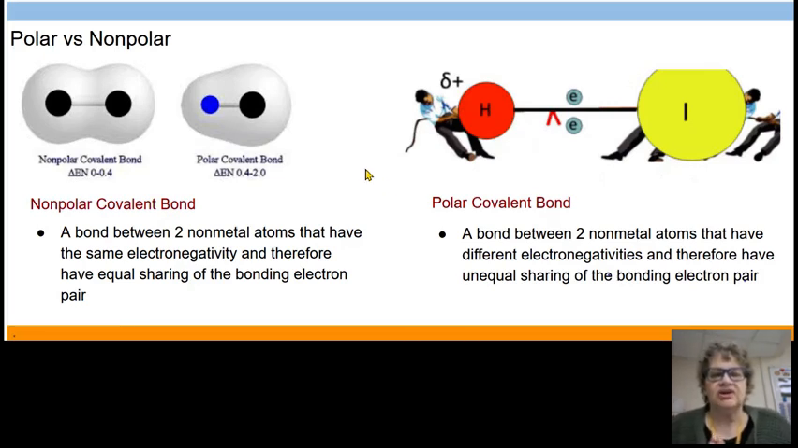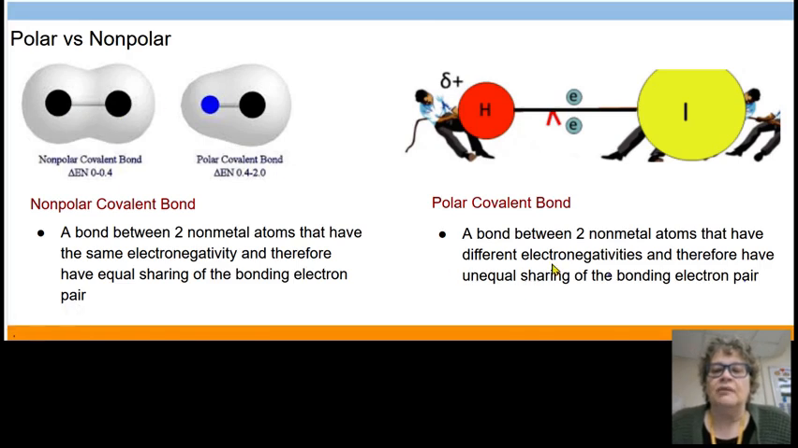Okay, so let's look at both of those cases. So we have a nonpolar covalent bond. Basically, it's a bond between two non-metal atoms, right? Because it's covalent, that have the same electronegativity and therefore have equal sharing of the bonding electron pair. Okay, so basically, if they're the same atom, or if they're in the same group, okay, they would be nonpolar.